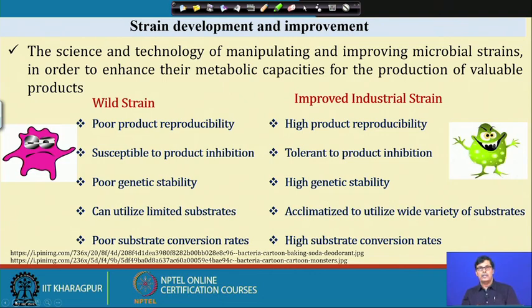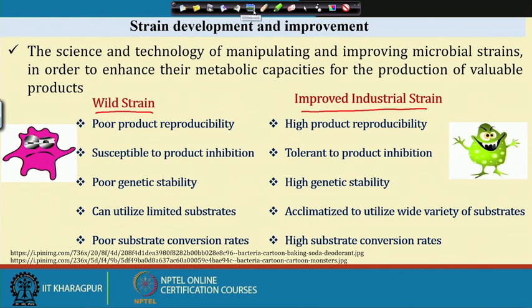Now, as far as the biochemical industry is concerned, we use two types of strain: wild strain and the improved microbial industrial strain. A wild strain is an organism that is available in nature, in the soil. We know that in the soil all kinds of organisms are available. The industrial strain we specially prepare for industrial purposes. This can withstand adverse circumstances.